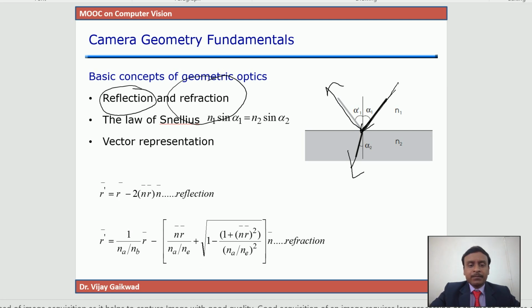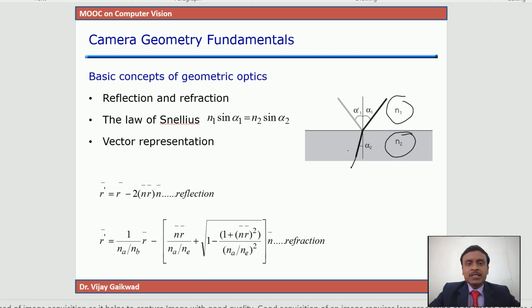The law, Snell's law, followed throughout this process is n1 sin alpha 1 equal to n2 sin alpha 2, where n1 is the refractive index of the air or medium 1, while n2 is the refractive index of the medium through which light is traveling or entering. Alpha 1 is the angle made by the normal towards the incident ray, while alpha 2 is the angle made with the normal while the ray is traveling through the medium. The vector representation for reflection and refraction is shown in this slide at the bottom.